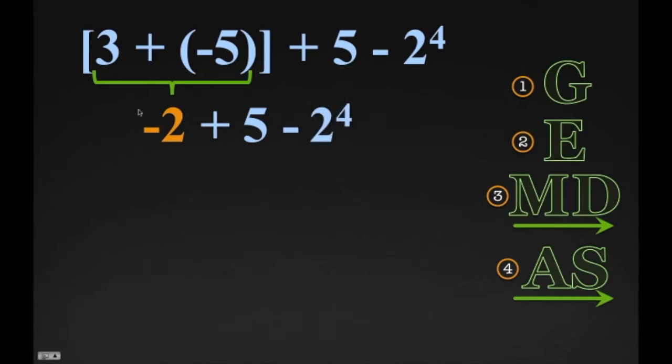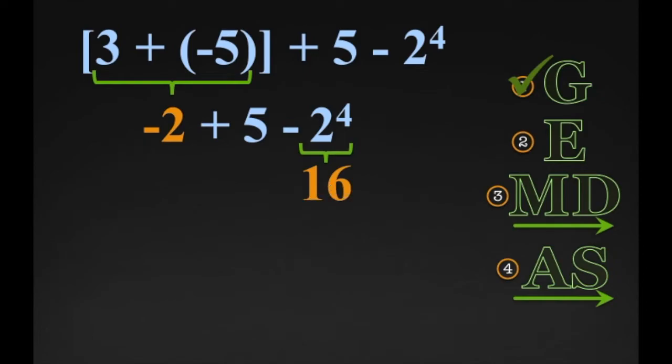Are there any more grouping symbols we have to do? No. So we're done with step 1. And now on to step 2, exponents. Do you see any exponents that have to be evaluated? Yeah, we have 2 to the 4th right here. And when we evaluate 2 to the 4th, we get 16.